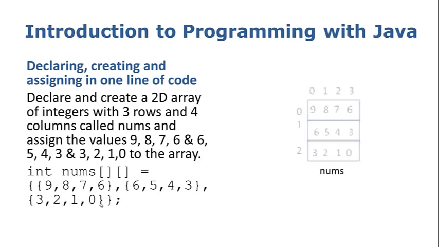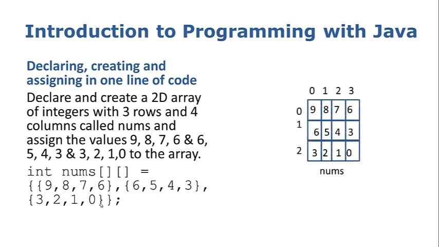And what that does is it gives us an array called nums with 3 rows and 4 columns, each with all of the data stored in the appropriate index. So we've managed to do it all in one go in one line of code.